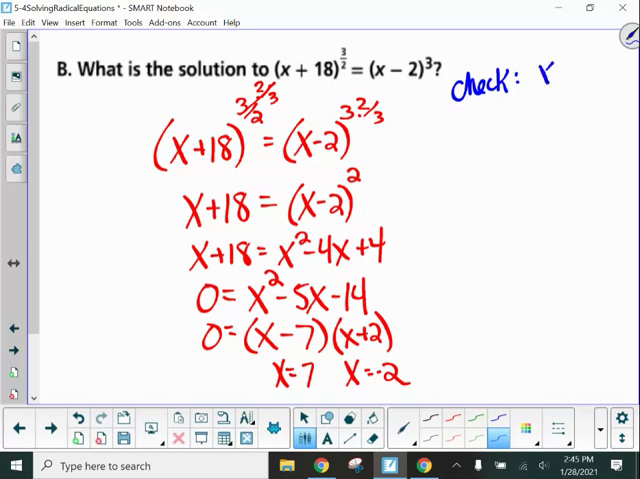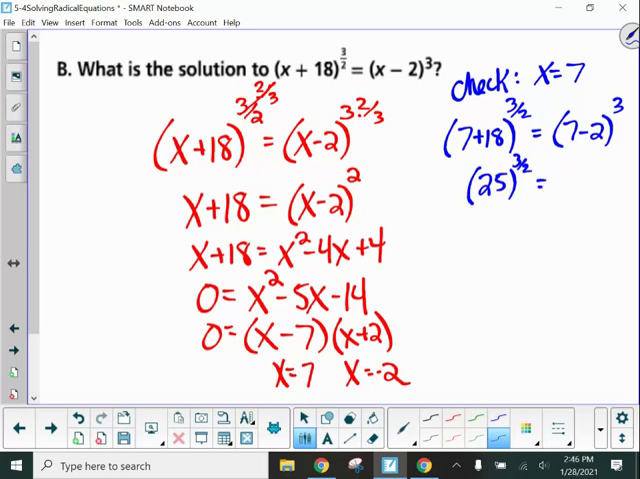So if I check the 7, 7 plus 18 to the 3/2 power, I want to see if that's equal to 7 minus 2 cubed. Well, 7 plus 18 is 25 to the 3/2 power. I'm going to see if that's 5 to the 3rd. Well, the 2 on the bottom of the fraction means I take the square root, and the square root of 25 is 5, and so they both equal 5 cubed. So that does work out. So your 7 is good.